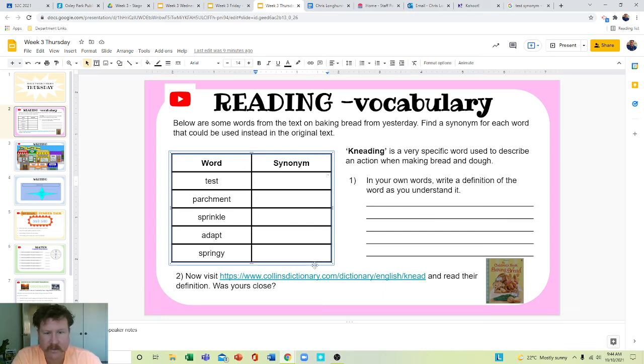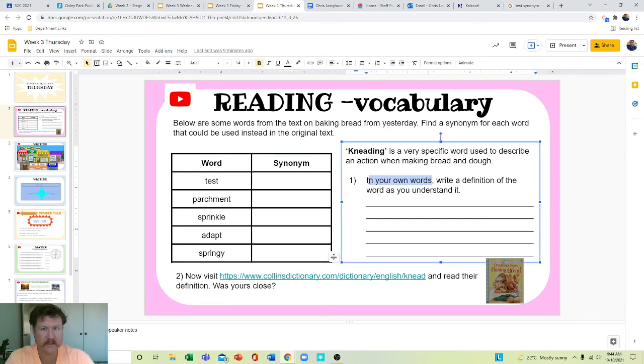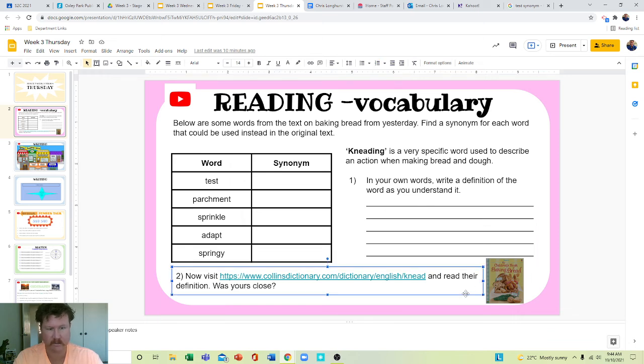Okay, put them down. Kneading is a very specific word used to describe an action when making bread and dough. 1. In your own words, now this is where you don't need to write it down. This is in your own words. Write a definition of the word as you understand it. So this one you don't have to look it up. They're specifically asking you for your own words, aren't they? This is why reading the instructions is vital when it comes to answering things like this. So let's see what you think kneading means. If you watched my video yesterday, I think I would have shown you.